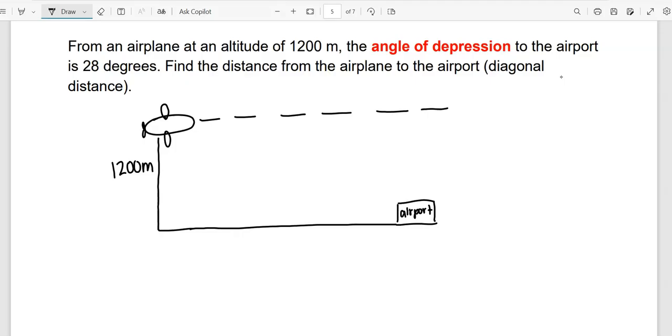And it says the angle of depression to the airport. So we're actually creating an invisible line from the airplane to the airport. The angle of depression means you're going to start at a horizontal line and go downward. So we're going to start at the horizontal line from the top and go downward to create that 28 degree angle. If it said angle of elevation from the airport, then you would start it from the ground and it would go to this diagonal line because it would be an angle of elevation. They want to know the distance from the airplane to the airport, so X.